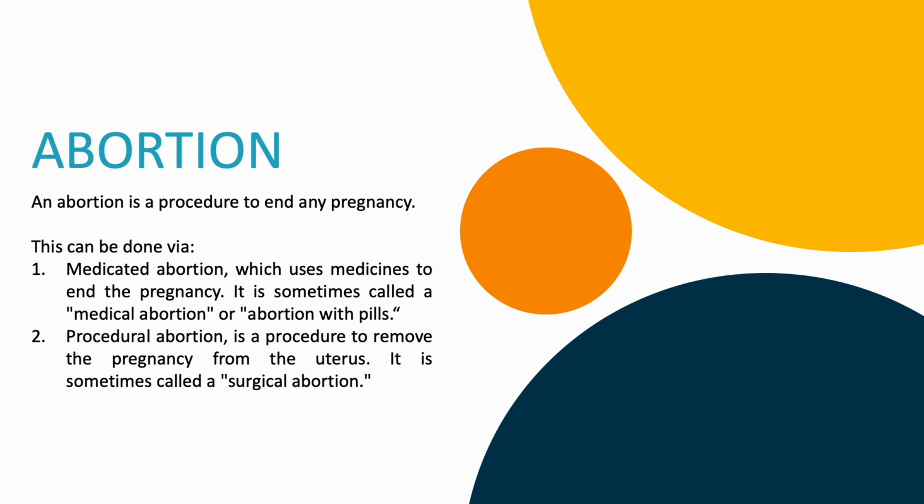An abortion is a procedure to end a pregnancy. This can be done via medicated abortion, which uses medicines to end the pregnancy. It is sometimes called a medical abortion or abortion with pills. A procedural abortion is a procedure to remove the developing offspring from the uterus. It is sometimes called a surgical abortion.